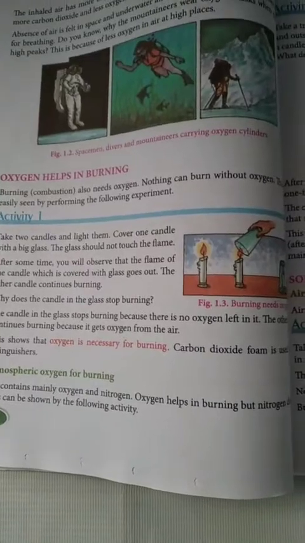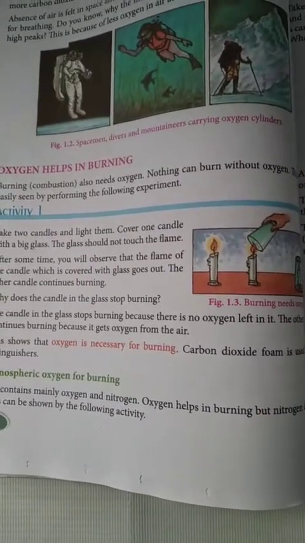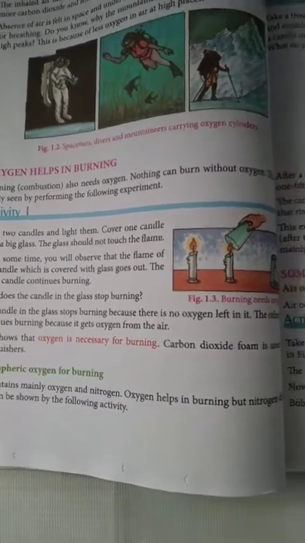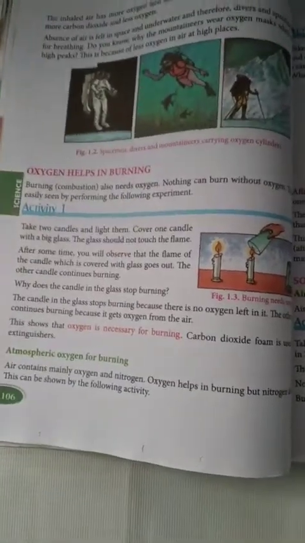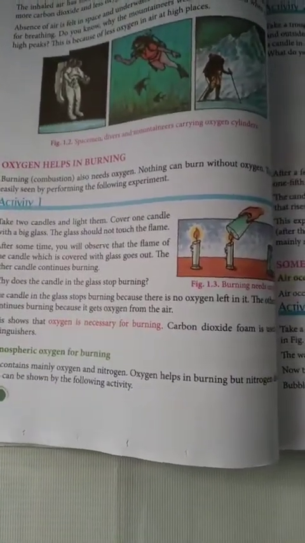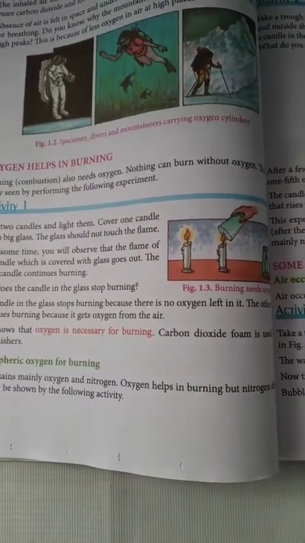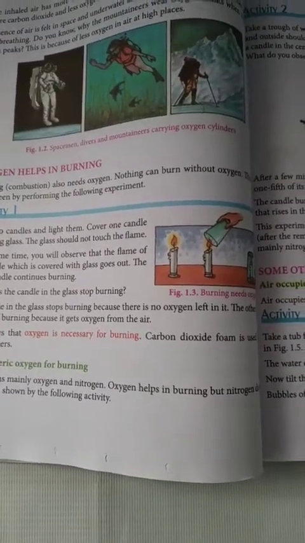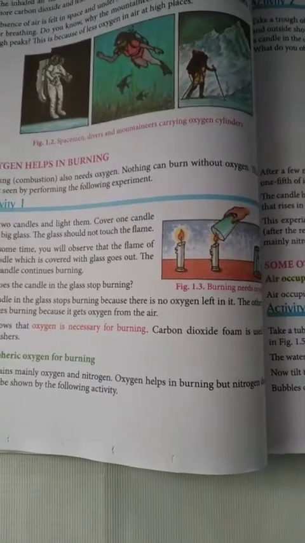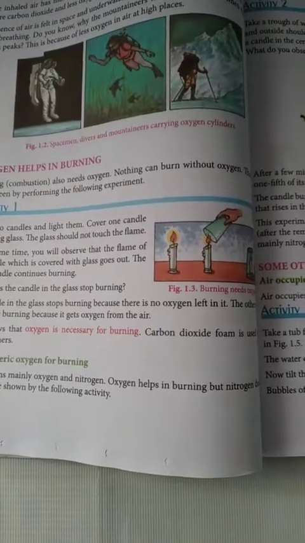Air is useful to us. So, now we come to the part, atmospheric oxygen for burning. The atmosphere is the blanket of air which surrounds us, or the earth. Oxygen of the air supports burning. Oxygen is useful for burning.